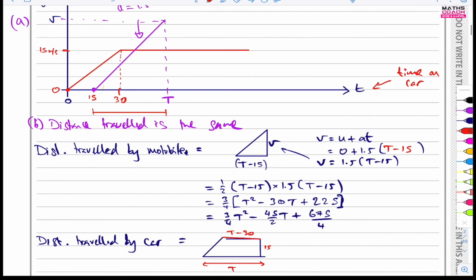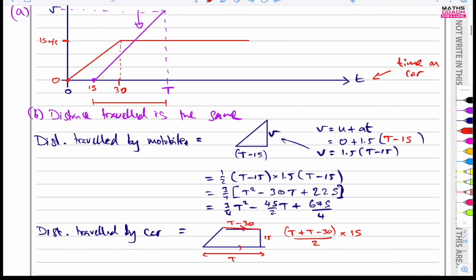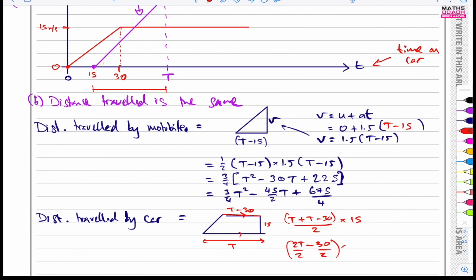So the area of a trapezium is you add the parallel sides together, so t plus t minus 30, divided by 2, times by 15. So that gives you 2t minus 30, divide them both by 2, and times by 15. So that's t times 15, so 15t, and then 15 times 15 is the minus 225.